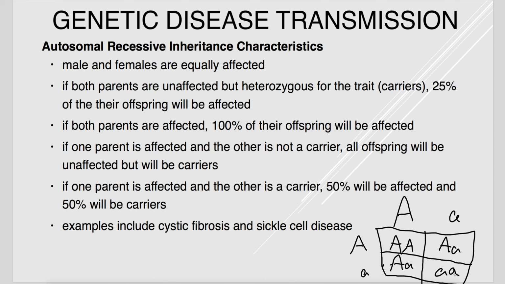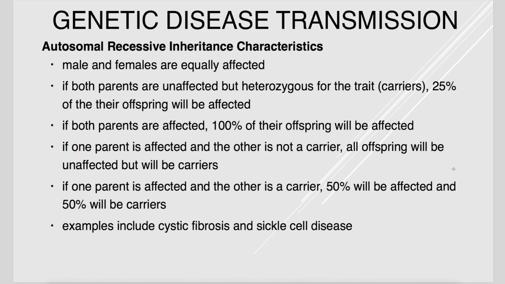Again, you need 2 bad copies of the allele to get the disease. We can see that 50% of the children will be carriers, and then 25% will not be carriers or will not be affected. Now, if both parents are affected, meaning both parents have this genotype, 100% of the kids will be affected.